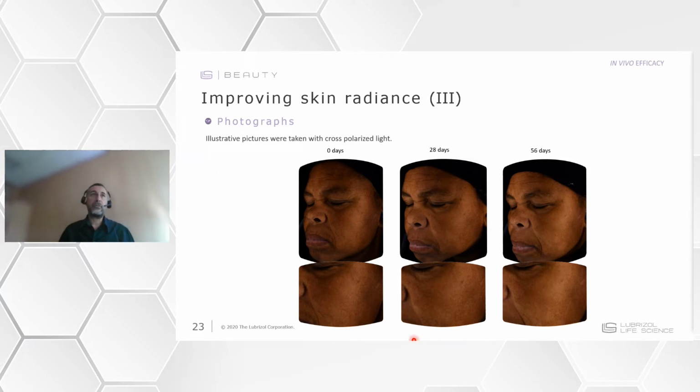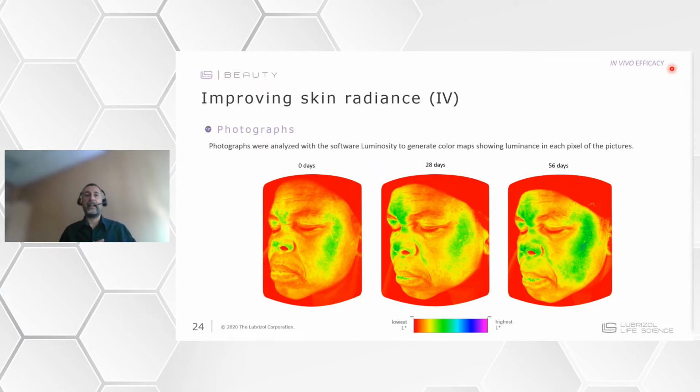Because sometimes it's difficult to observe the results here, what we have done is analyze this using a luminosity software that generates color maps depending on the luminance. So when we have low luminance, the color will be red to orange. And when we increase the luminance, the color will change to yellow and to green. And this is what we want to observe. We want to observe changes from red to green.